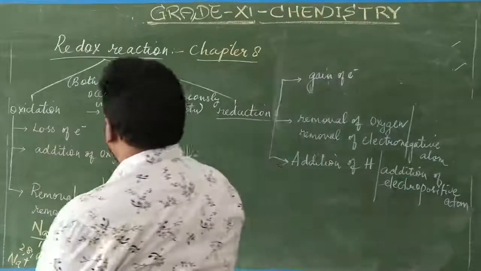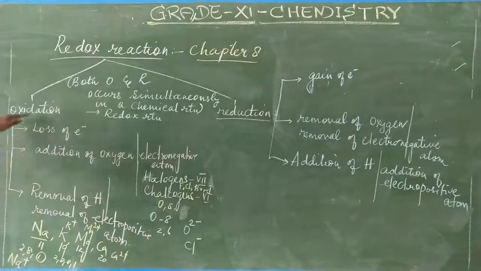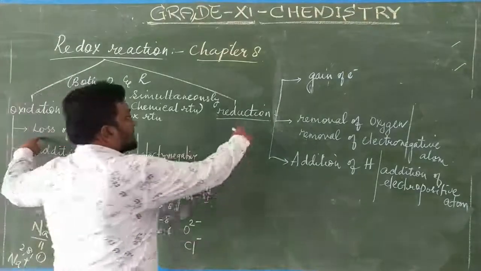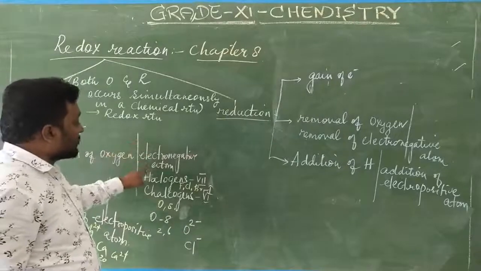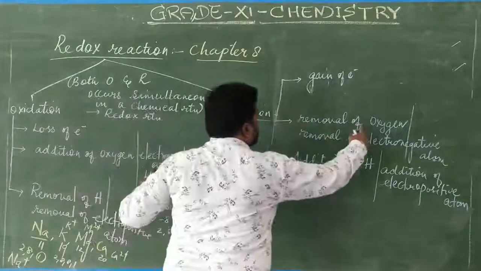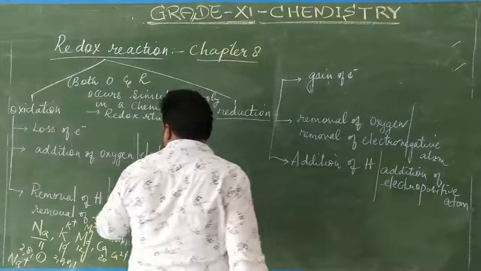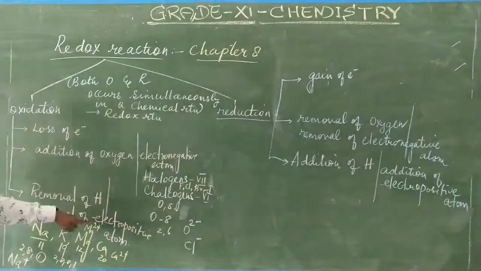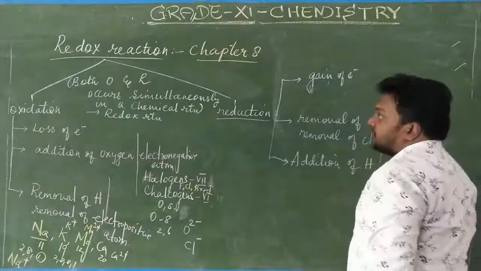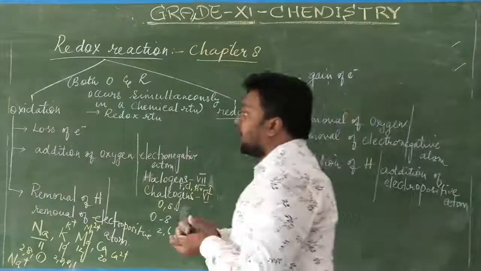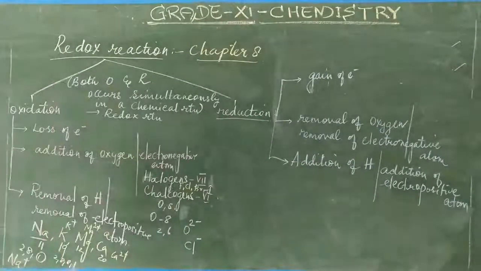Okay, now we go for various examples. Can you understand what is oxidation? Loss of electron. What is reduction? Gain of electrons. So addition of oxygen or otherwise addition of electronegative atoms. Here removal of oxygen or otherwise removal of electronegative atom. Here removal of hydrogen, removal of electropositive atom. Here it is addition of hydrogen and addition of electropositive atom. Okay, now we will go for writing the various reactions.